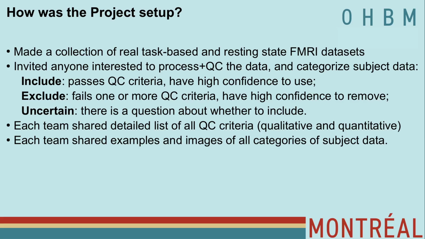There were about 130 resting state data sets and about 30 task-based data sets, so subjects. And then categorize each subject's data in one of the following ways. Did they think it should be included in a study? Did they think it should be excluded from a study? Or were they uncertain? Was it questionable about categorizing it and using it? This would be the kind of thing where typically someone would go check back with the acquisition or the DICOMs or things like that, but something where it wasn't quite easy to say include or exclude.